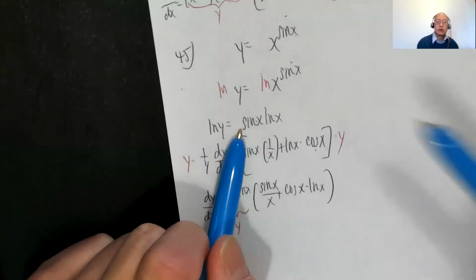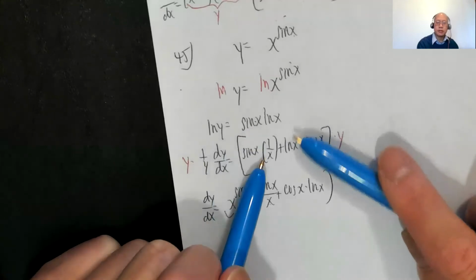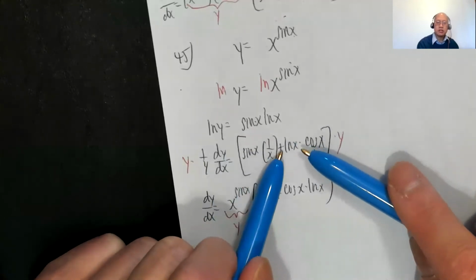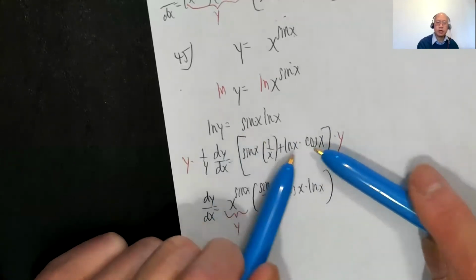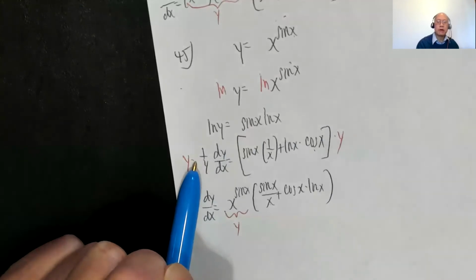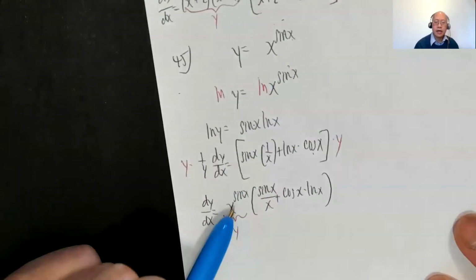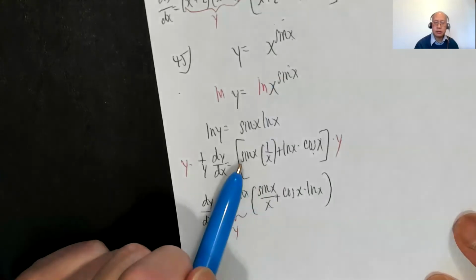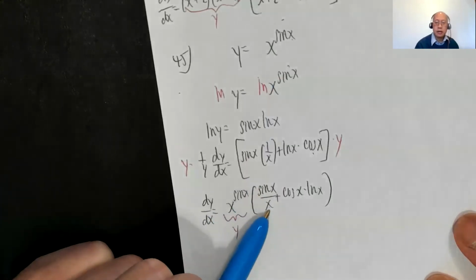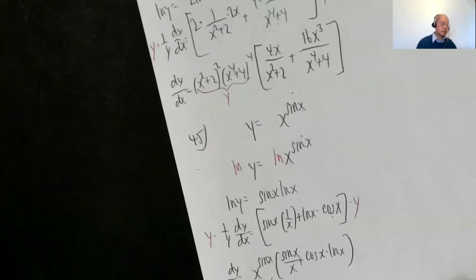Product rule. First, sine x times the derivative of the second, which is 1 over x, plus second function ln x times the derivative of the first, derivative of sine is cosine. Multiply both sides by y. So dy dx, but you don't write it as y, you write what it was. X to the sine x times this extra stuff, sine x over x plus cosine x ln x.